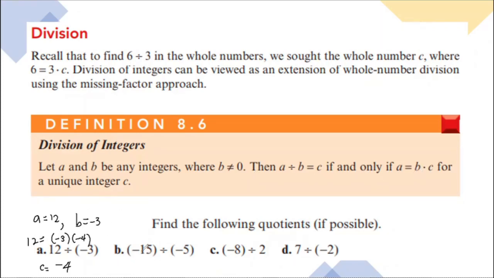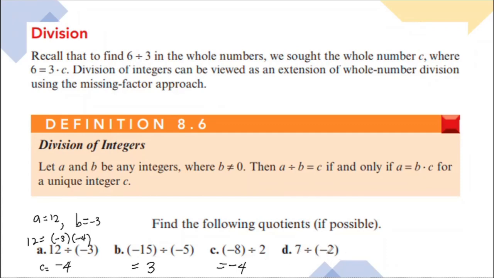Then, letter B, negative 15 divided by negative 5 is equal to positive 3. And letter C, negative 8 divided by 2 is negative 4.